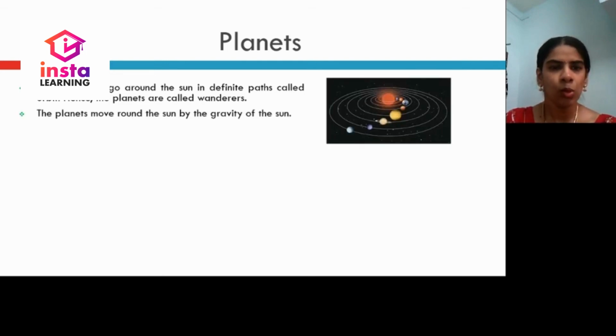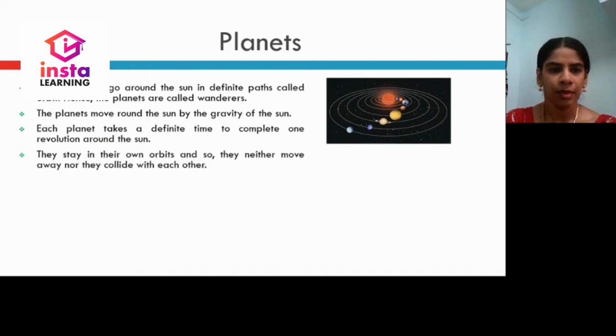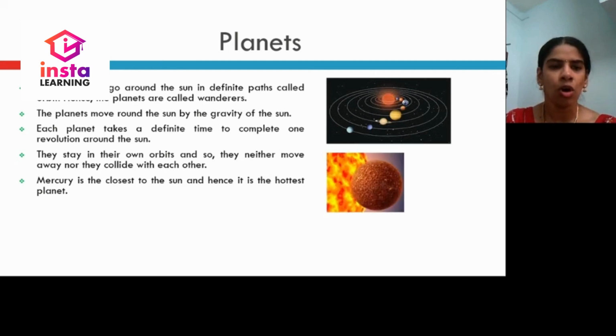The planets move round the sun by the gravity of the sun. Each planet takes a definite time to complete one revolution around the sun. They stay in their own orbits and hence they neither move away nor collide with each other. Mercury is the closest to the sun and hence it is the hottest planet.